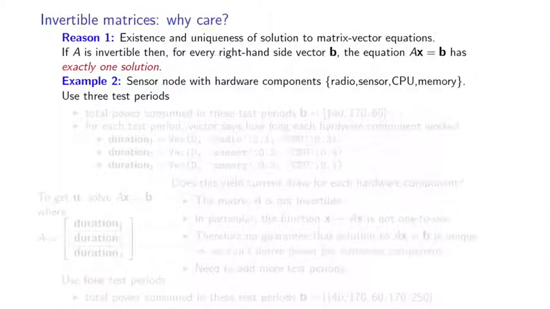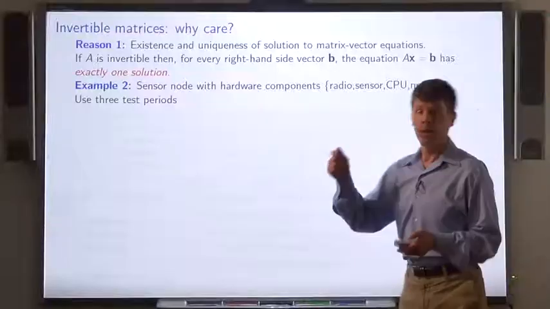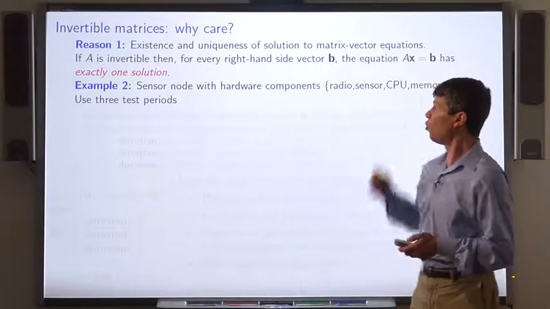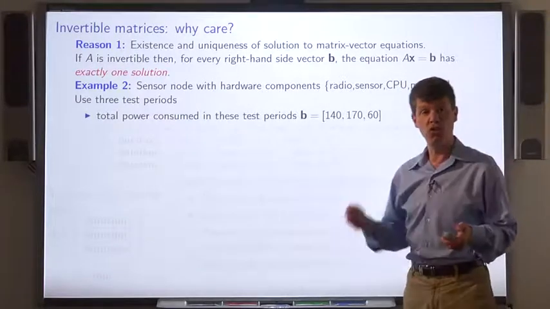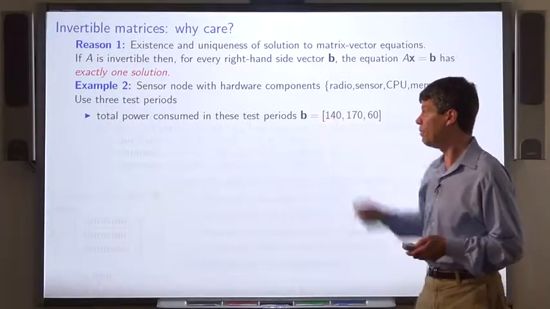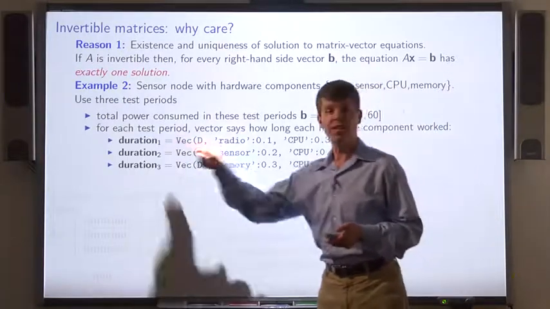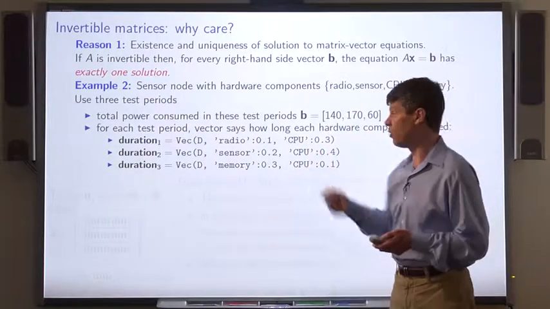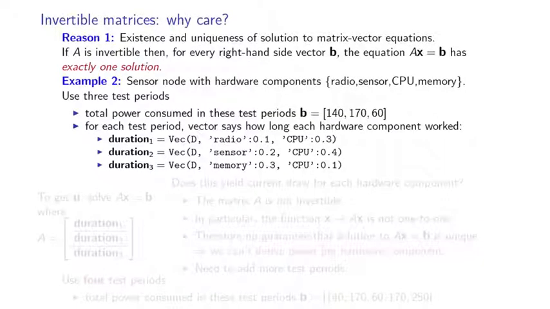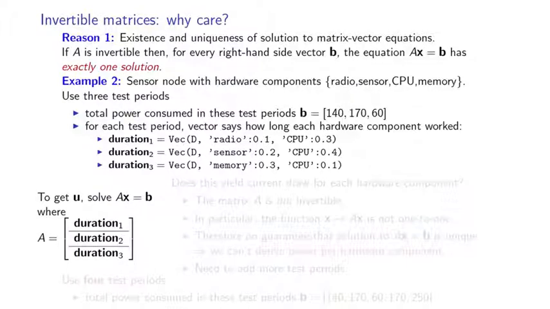The sensor node problem gives us another example. Remember that we're trying to find a current draw for each of 4 hardware components. And let's say we use 3 test periods. We record the total power consumed in each of those test periods in a vector b. And for each test period, we have a vector specifying for that test period what proportion of the time each hardware component is on. Now, to find the vector giving the current draws for each component, we want to solve a matrix vector equation Ax equals b, where A is a matrix whose rows are these duration vectors. Does this yield the current draw for each hardware component?